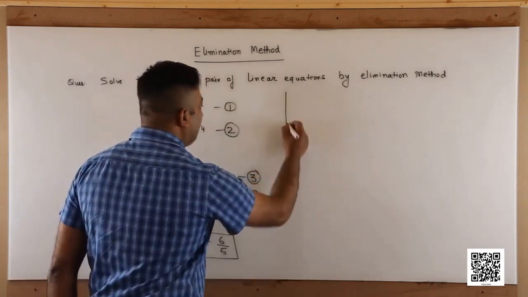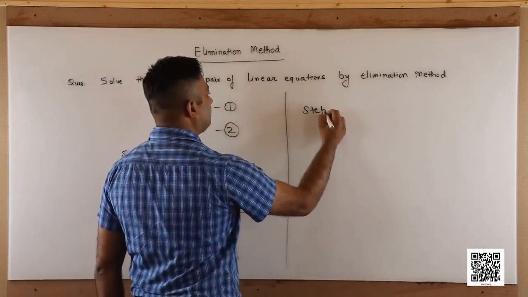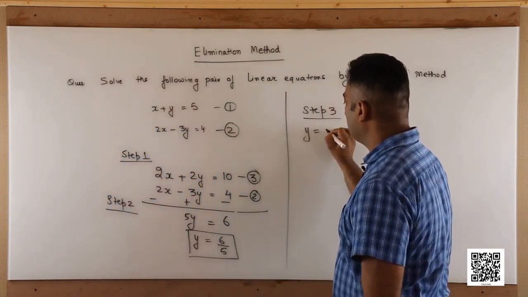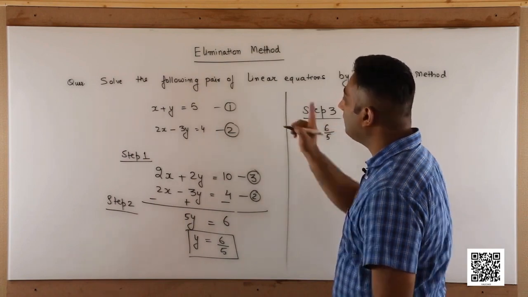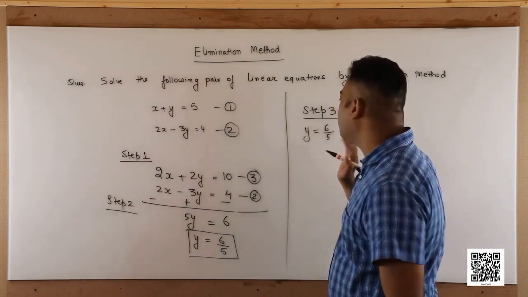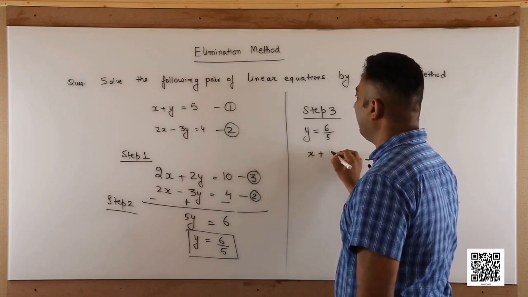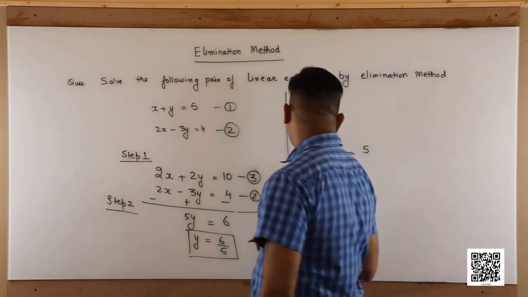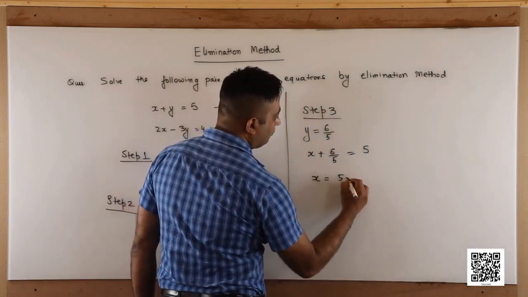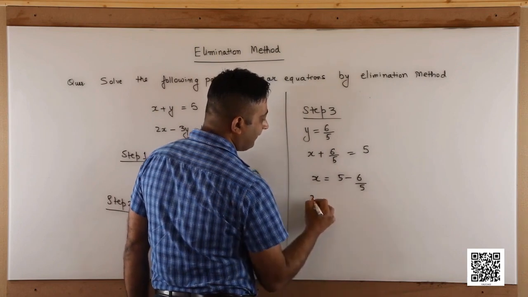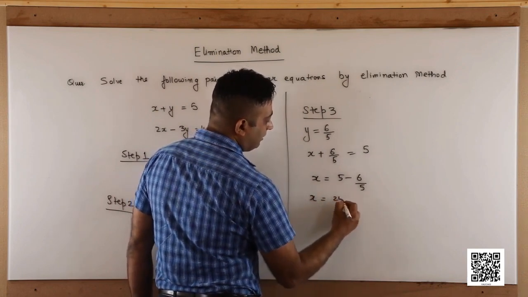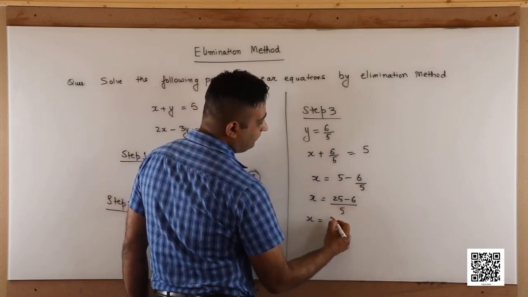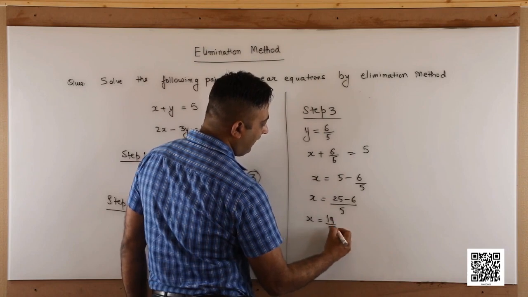Now in step number 3, we will substitute the value of y obtained in step number 2 in equation number 1 or equation number 2. So let us put this value in equation number 1 to get the value of x. So x is equal to 5 minus 6 by 5. So x is equal to (25 minus 6) by 5. That is, x is equal to 19 by 5.